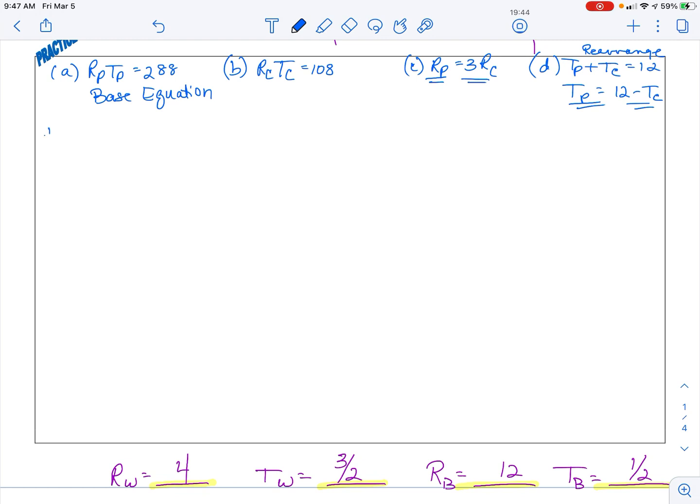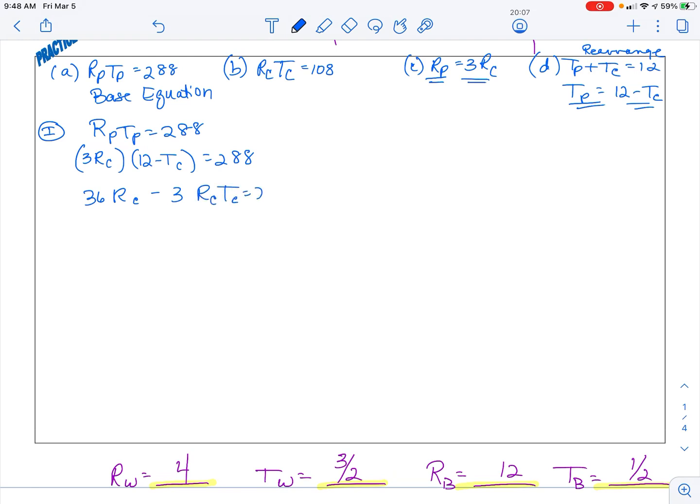So let's use our base equation, and let's substitute in what we have. So RP is 3RC. TP is 12 minus TC, and that's equal to 288. Distribute that, 36 RC minus 3 RC TC equals 288.